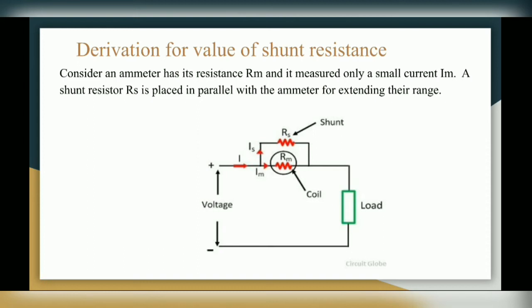As you know, the meter can only measure a very small current, which is denoted by Im. So the main, large current is diverted through the shunt to protect the coil or meter from the high current. In this way you can use shunt resistance. The shunt resistance carries the current Is, and the meter current is Im.